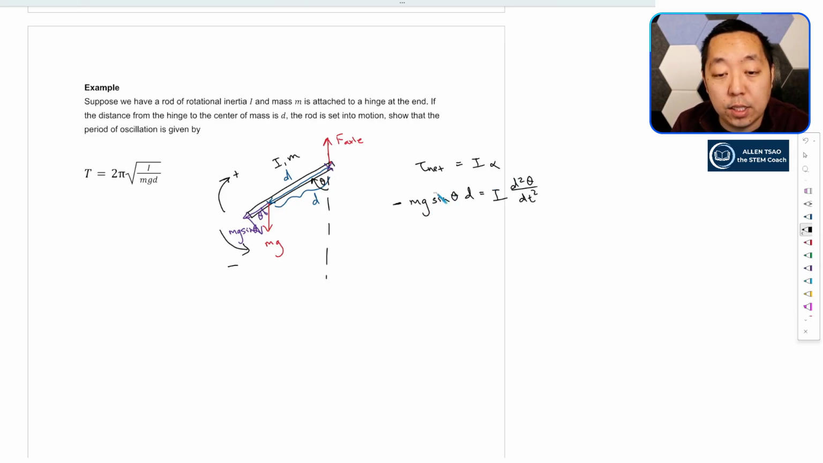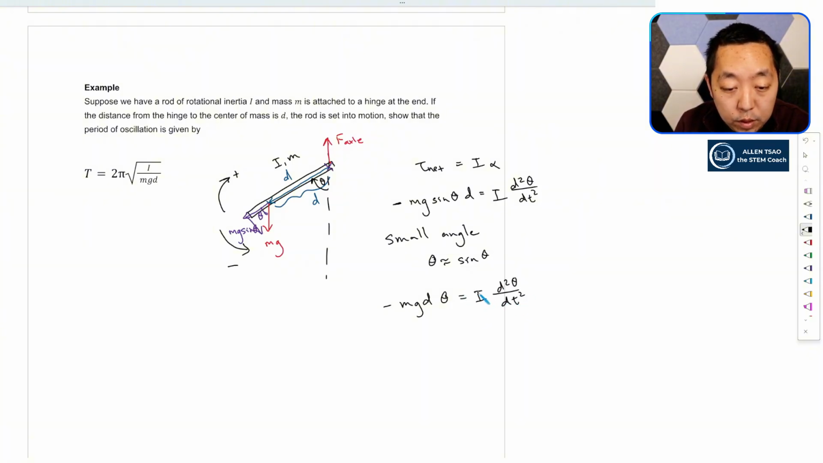And we approximate sine theta as theta, so we use the small angle approximation. Then we have negative mg d theta is equal to I times the second derivative of theta with respect to t. We just move the I over. And then this is equal to negative omega squared times theta. That's our standard form. So therefore, omega squared has to be mgd over I.